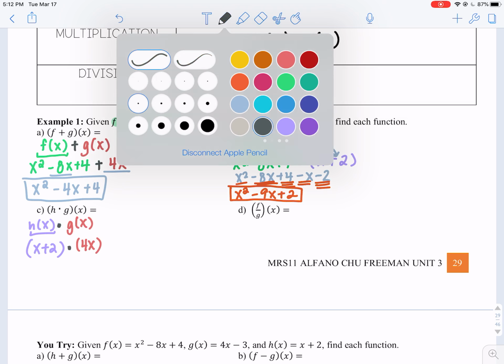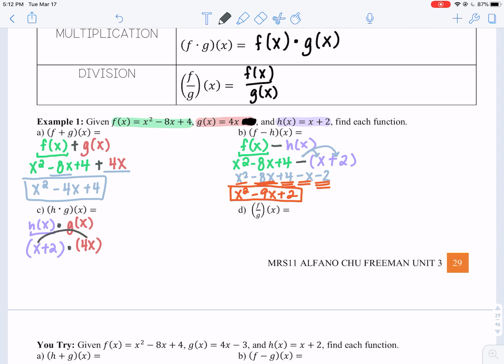Remember that when we multiply, we distribute. So the first thing I'm going to do is distribute this. x times 4x gives us 4x squared. And then we're going to distribute the 2. 2 times 4x gives us a positive 8x. That's it. Okay, division, and then we're going to move on to some problems.